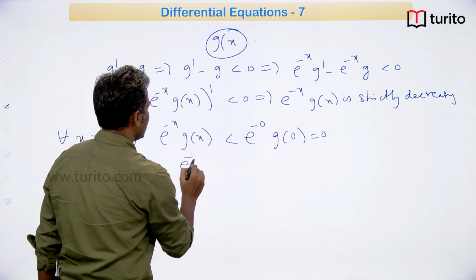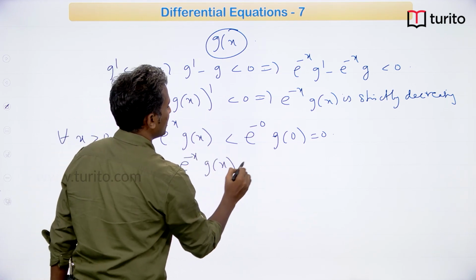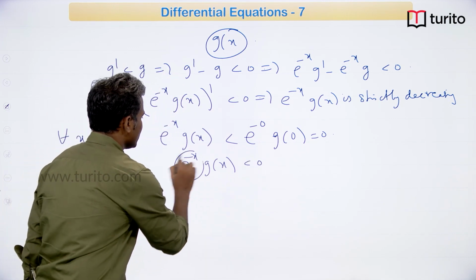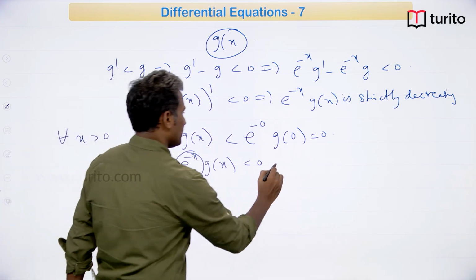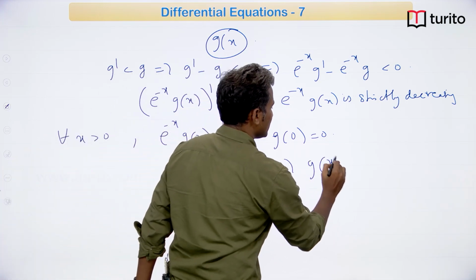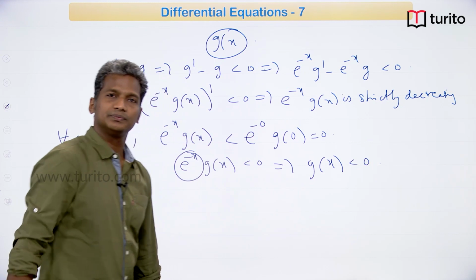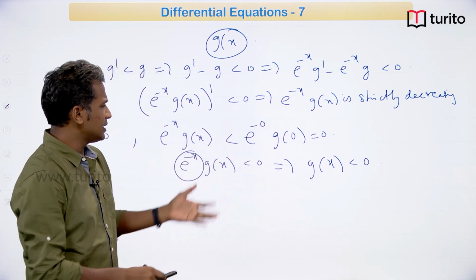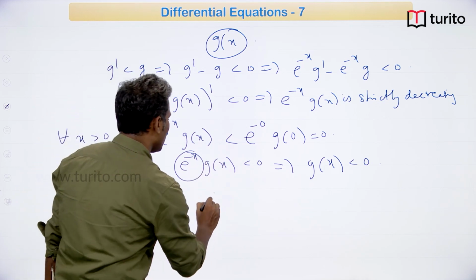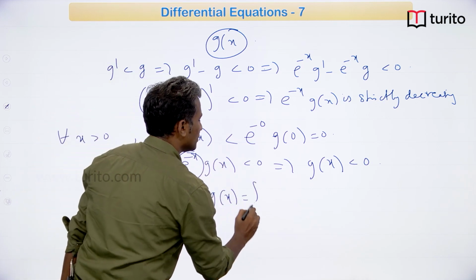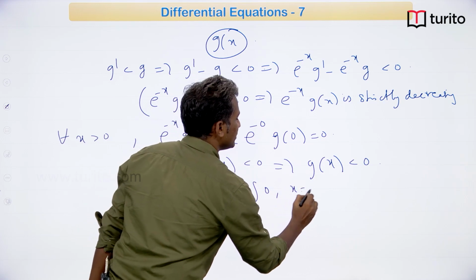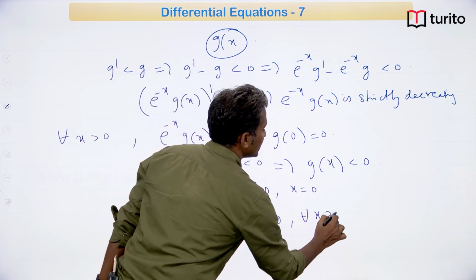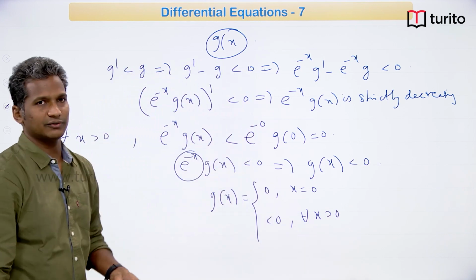So that means e raised to minus x into g of x must be always negative. And we know that e raised to minus x is always a positive number, which implies g of x must be a negative value. So how would the function look like? g of x is equal to 0 if x is 0 and it is negative for all x greater than 0. This is the definition for g of x.